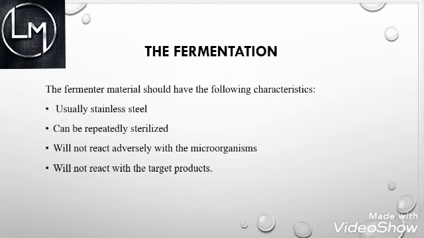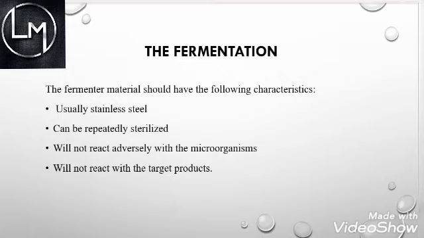The fermenter material should have the following characteristics. So the fermenter that we are using must have the following characteristics in order to obtain a purified and sufficient amount of end product. It must usually be stainless steel in order to avoid contamination, can be repeatedly sterilized, and will not react adversely with the microorganisms. So the microorganisms that we are using in this fermenter must not react with the fermenter, will not react to the target product, and the end target product that is produced must not react to the fermenter as well.